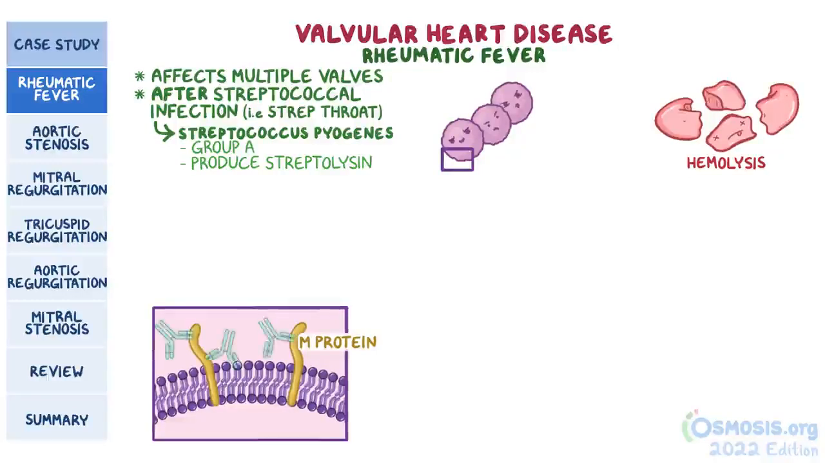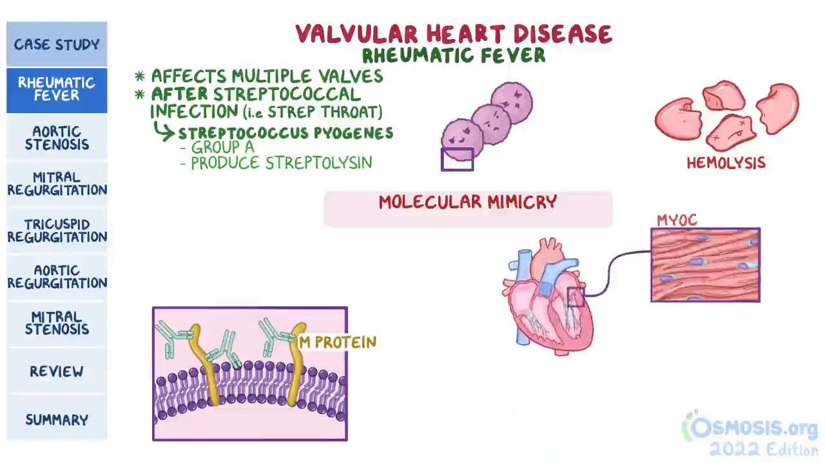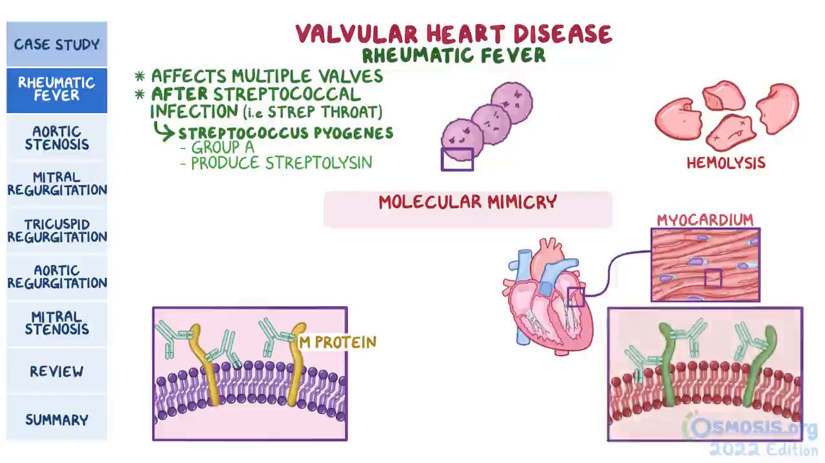Now, this becomes a problem when these antigens cause a phenomenon called molecular mimicry. M proteins can be structurally similar to human proteins, which means the antibodies that target them will also target our own tissue. In this case, they're similar to proteins found in the myocardium and heart valves. Once bound to cardiac tissue, the antibodies activate nearby immune cells, which causes a cytokine-mediated inflammatory response and tissue destruction. This is also an example of what's called a type 2 hypersensitivity reaction.